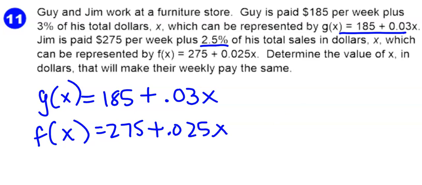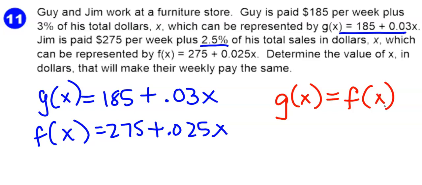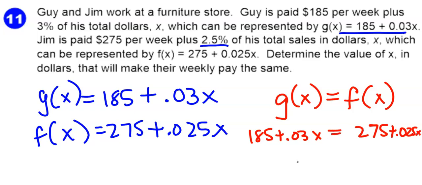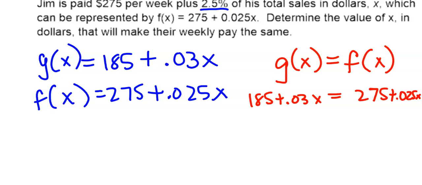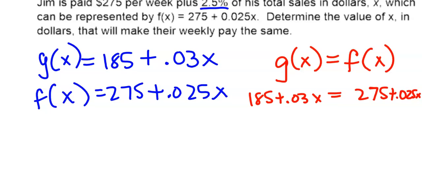Well, that means I want to know when will G, Guy, be the same as F for Jim. So if G is 185 plus 0.03x and F is 275 plus 0.025x, then I just want to know when they're equal. And all I have to do is solve this simple equation.